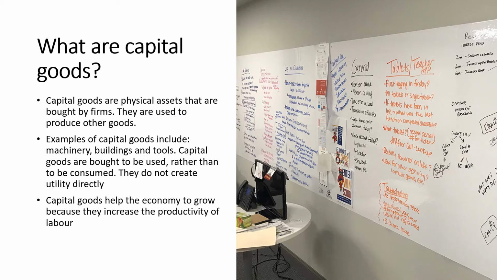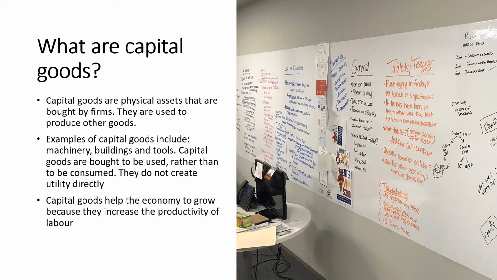So what are capital goods? As it says on the screen there, capital goods are physical assets that are bought by firms and they're used to produce consumer goods. Examples of capital goods include machinery, buildings and tools. Capital goods are bought to be used rather than to be consumed. So obviously they don't create utility directly.